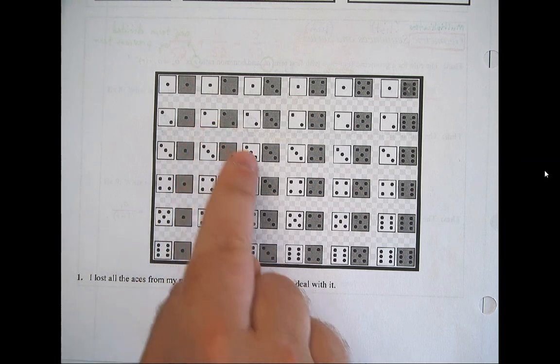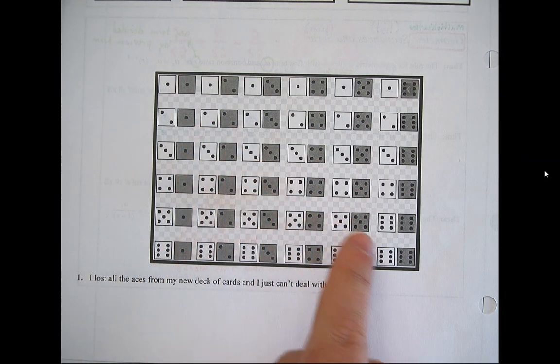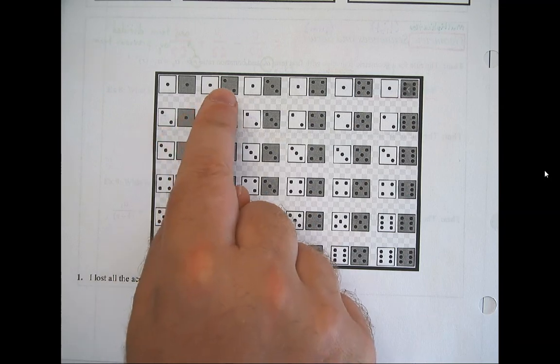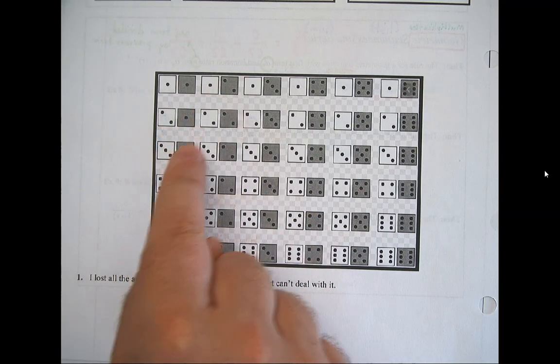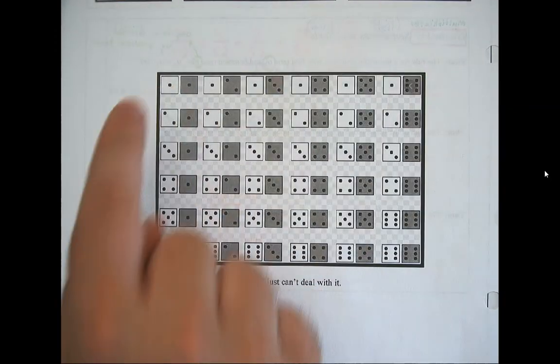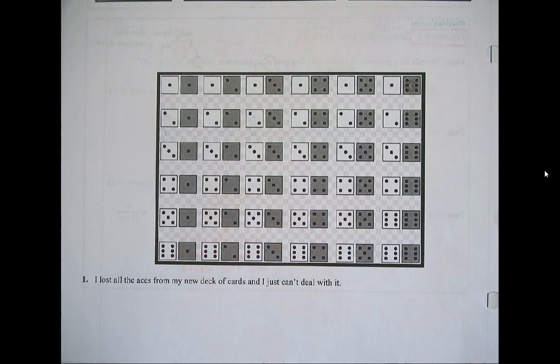Same thing with the 2 and the 2, the 3 and the 3, the 4 and the 4, the 5 and the 5, and the 6 and the 6. But everything else has a kind of symmetrical situation. So I have a 2 and a 1 or a 1 and a 2. I have a 3 and a 1 or I have a 1 and a 3, and so on. So there are 36 total things that can happen. When I roll 2 dice, there are 36 outcomes. That's it. No more, no less.